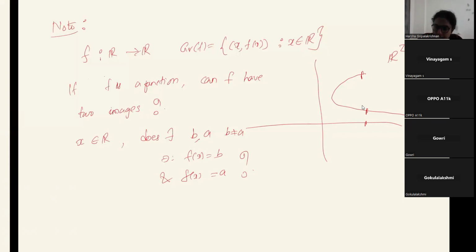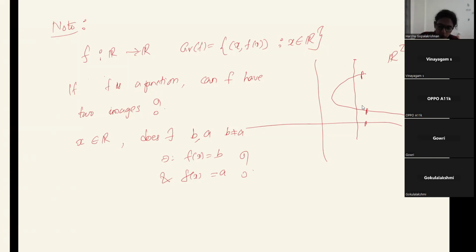If a graph of a function is given, we will just draw vertical lines, all possible vertical lines. If the line intersects at 2 or more points, then it is not a function. Is that clear? To check whether a map f is a function or not, we just need to check whether the vertical line intersects the graph at only 1 point. If it intersects at only 1 point or less than 1 point, meaning 0 points also, then it is a function. Otherwise, it is not a function.